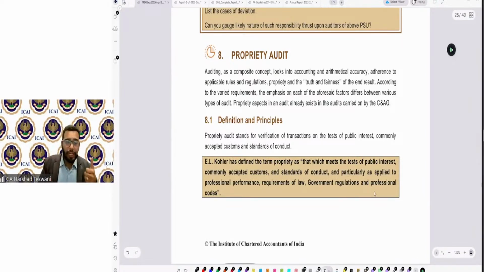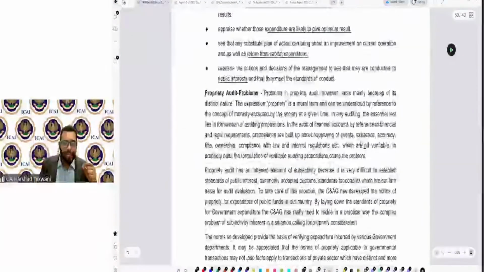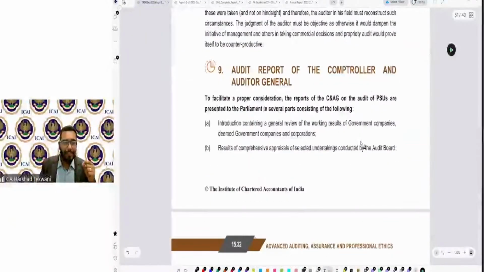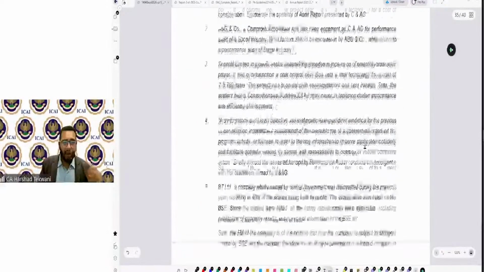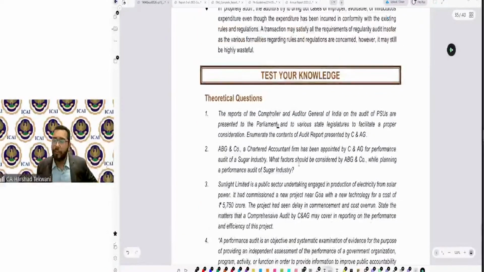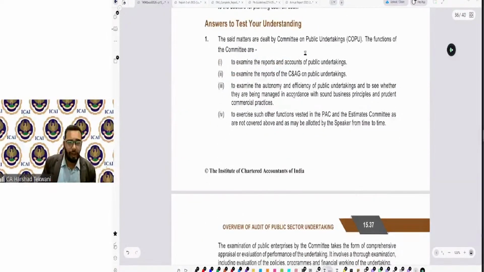So, number one, you need to read this chapter. Number two, you need to read chapter 16. Plus, over and above that, at the end of each chapter, you already have some questions. These are the test your knowledge questions. You can solve these questions. You should solve these questions. Okay, the answer is also given. Answer to test your understanding.